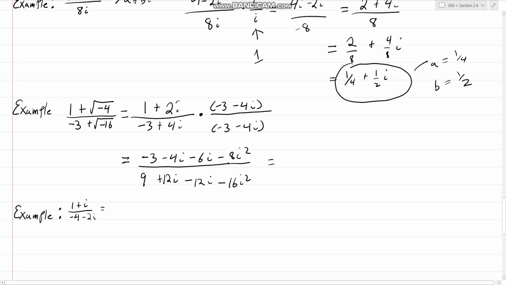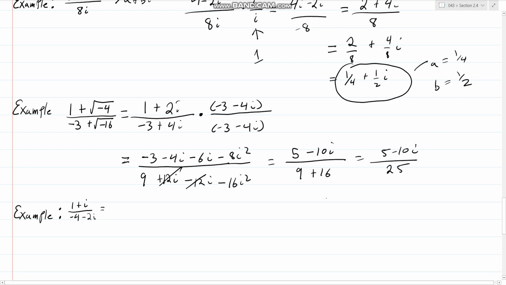Okay, what do we have in the numerator there? We have -3, 4i. This is going to become a +8. So +8 minus 3 is 5. -4 minus 6 is -10i. And these 12s cancel. So we get 9 plus 16, (5 minus 10i) over, and that's going to be 25.